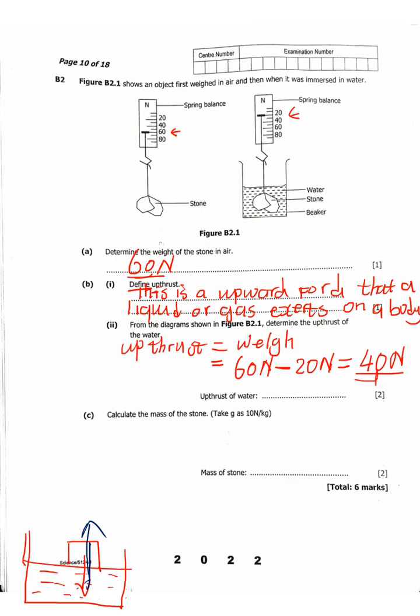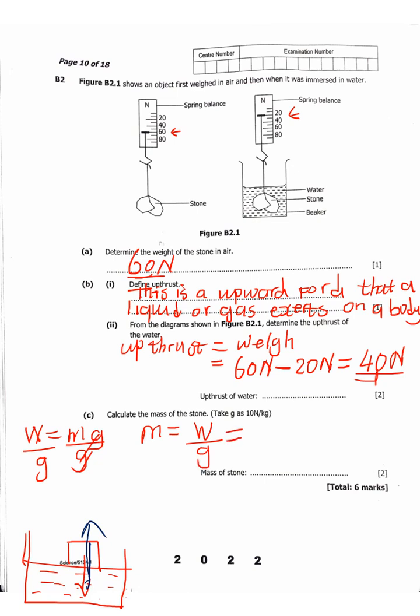So that is the answer for part 2. Then for C, calculate the mass of the stone. So we say weight is equal to mass multiplied by gravity. So divide by gravity, divide by gravity. So for us to find mass, mass is equal to weight over gravity.